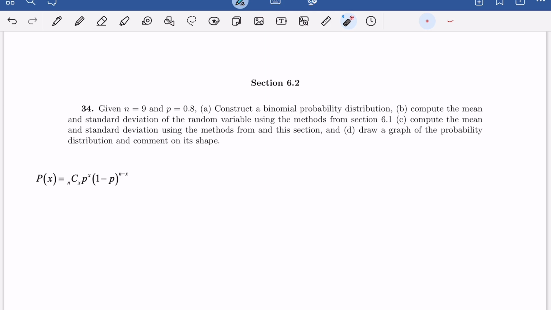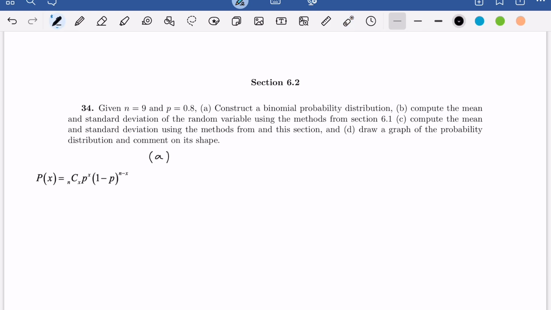All right, so this brings us to section 6.2, where we're looking at the binomial probability distribution. For question 34 here, we're given that n is equal to 9 and p is equal to 0.8. First, what we want to do is construct a binomial probability distribution. So let's do that first.